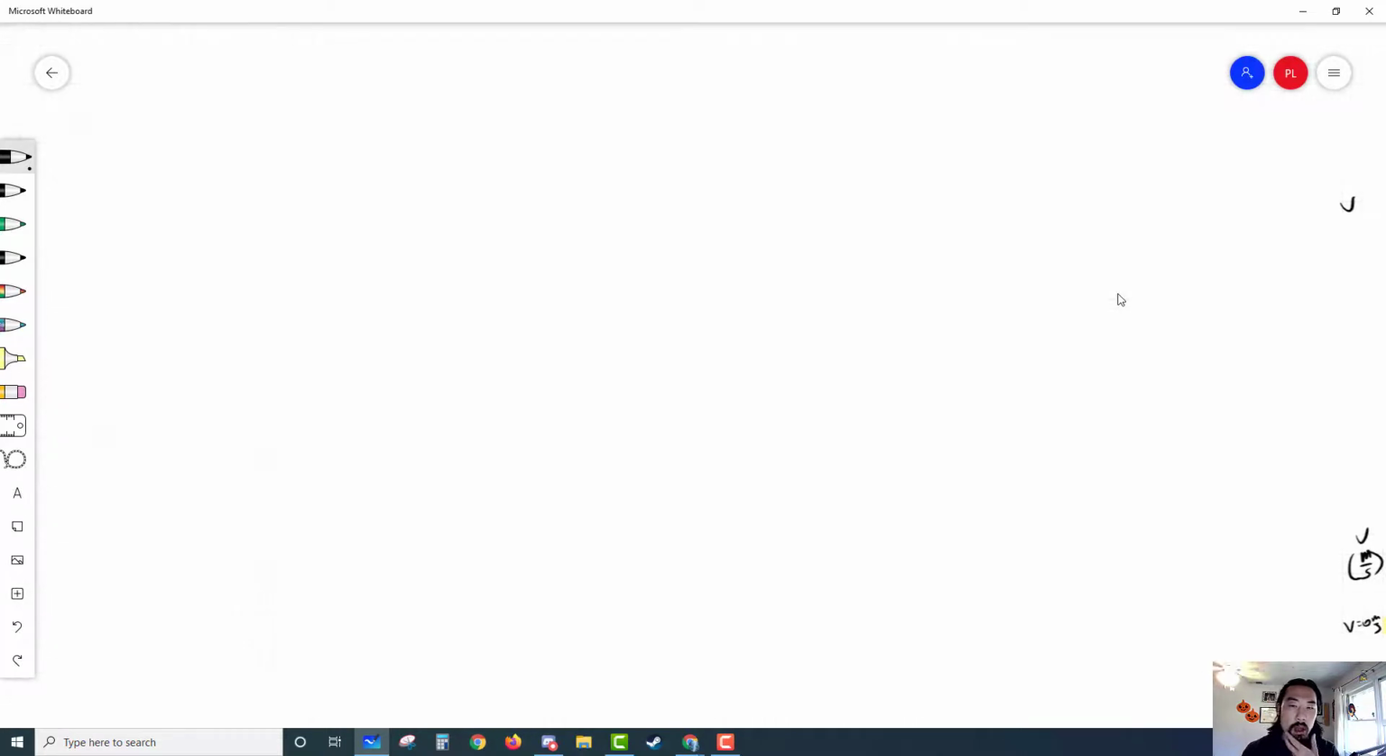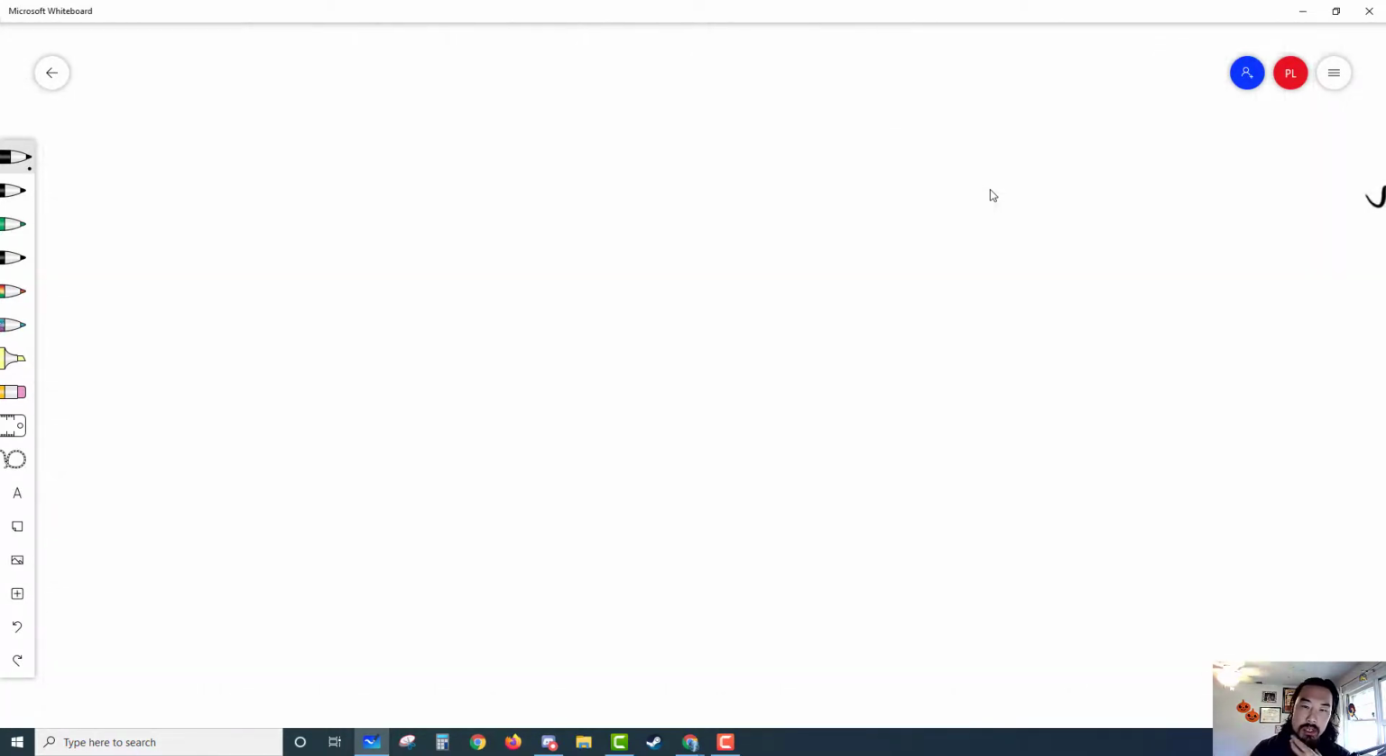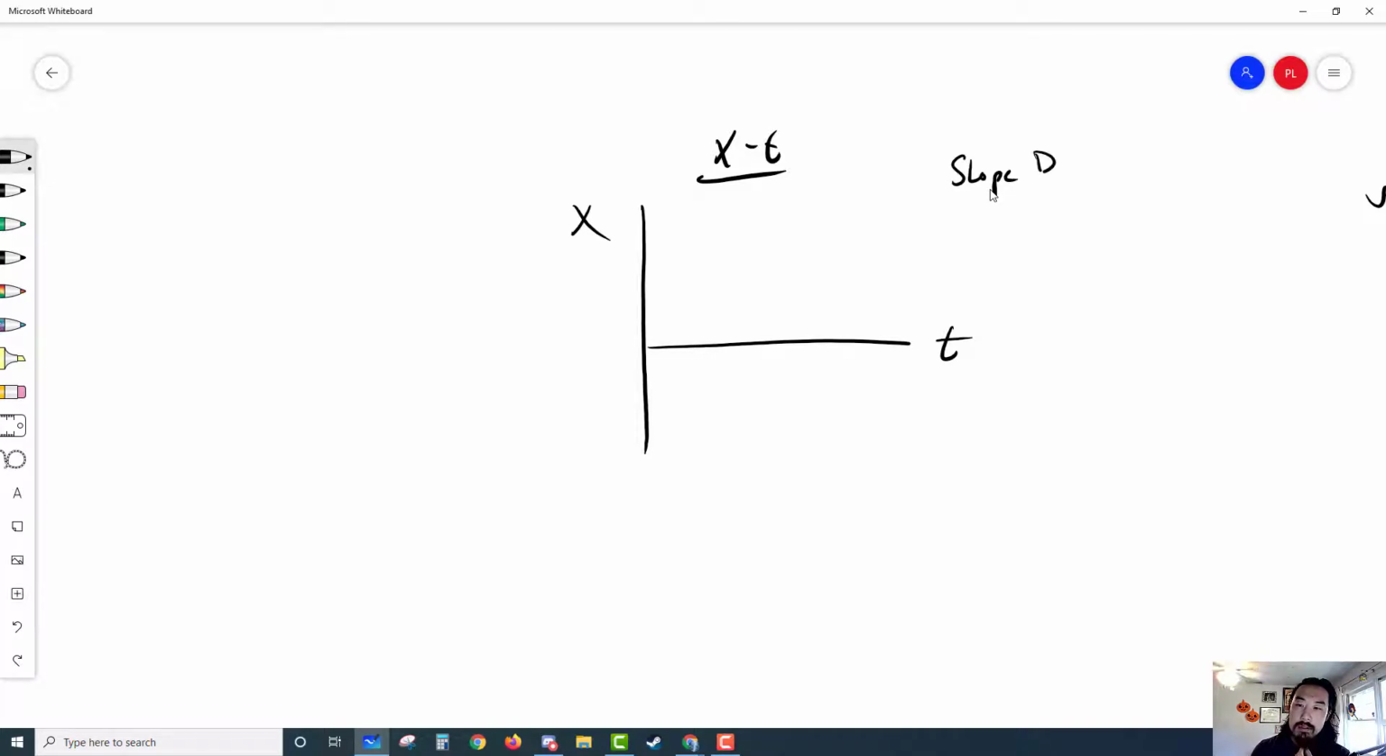Next graph. So the next graph that I want us to focus on is the position versus time. So if I have a position versus time graph, there's a couple of things that you can look at. Remember, one, always look at the points. And two, you're going to look at the slope. Now, if you remember, slope is division, because we have rise over run. That over signifies that it's division.